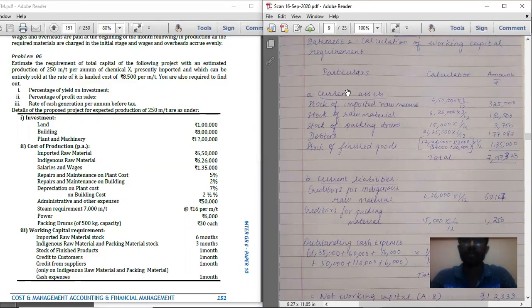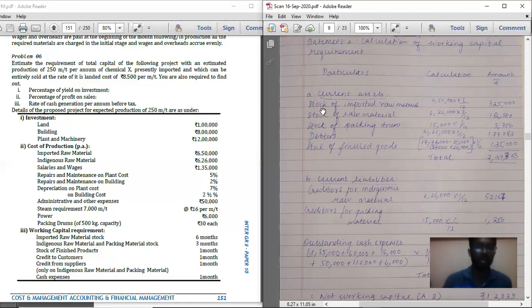First, current assets. So below the particulars, capital A, current assets. What are the different closing stocks? Here there are 2 stocks, whereas there are actually 3 stocks, that is imported raw material, indigenous raw material, packing material. For imported raw material stock, they have given 6 months. Indigenous raw material and packing material, they have given 3 months time period of closing stock. So first, stock of imported raw material. Below that, current assets, put first stock of imported raw material.